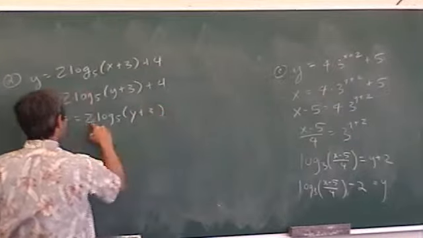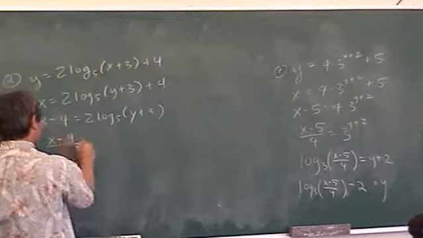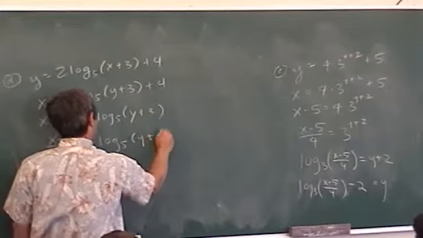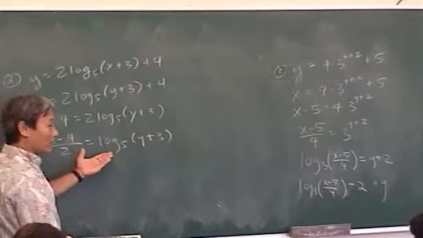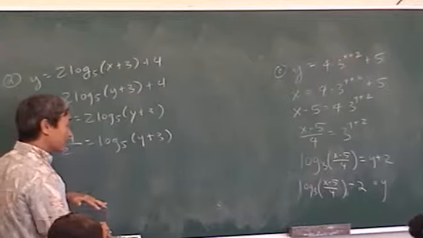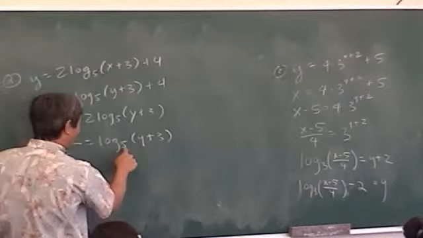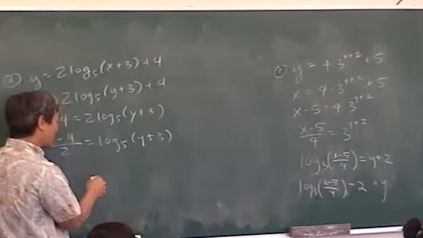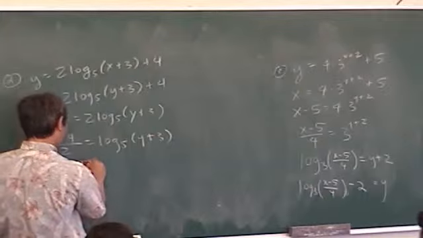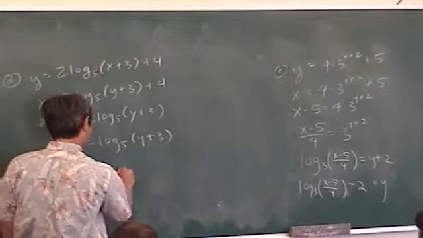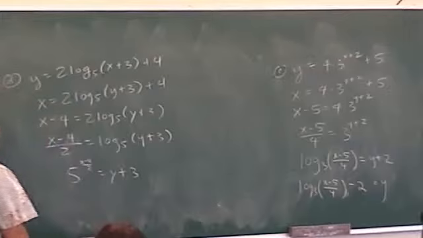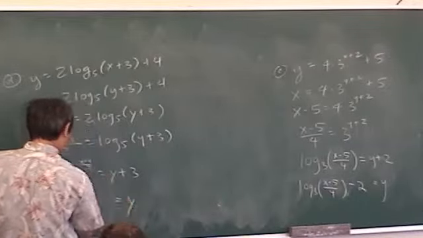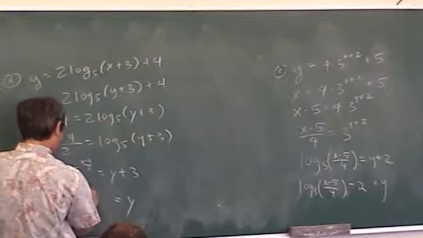How do I get rid of this 2? Divide. Okay, now, once you get to this step, see how this is log form? Change it to exponential form. What does this mean? This means 5 to the what power? 5 to the this equals that. So you just change it. And then how do you solve for y? Subtract 3. So y equals 5 to the x minus 4 over 2 minus 3.